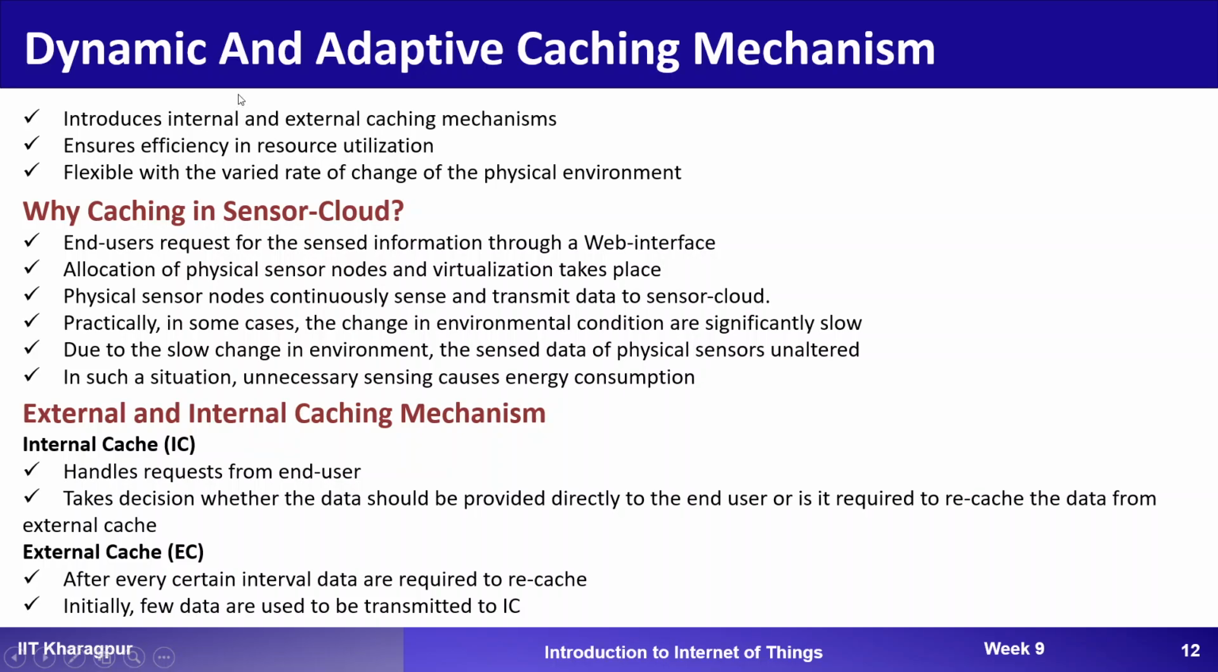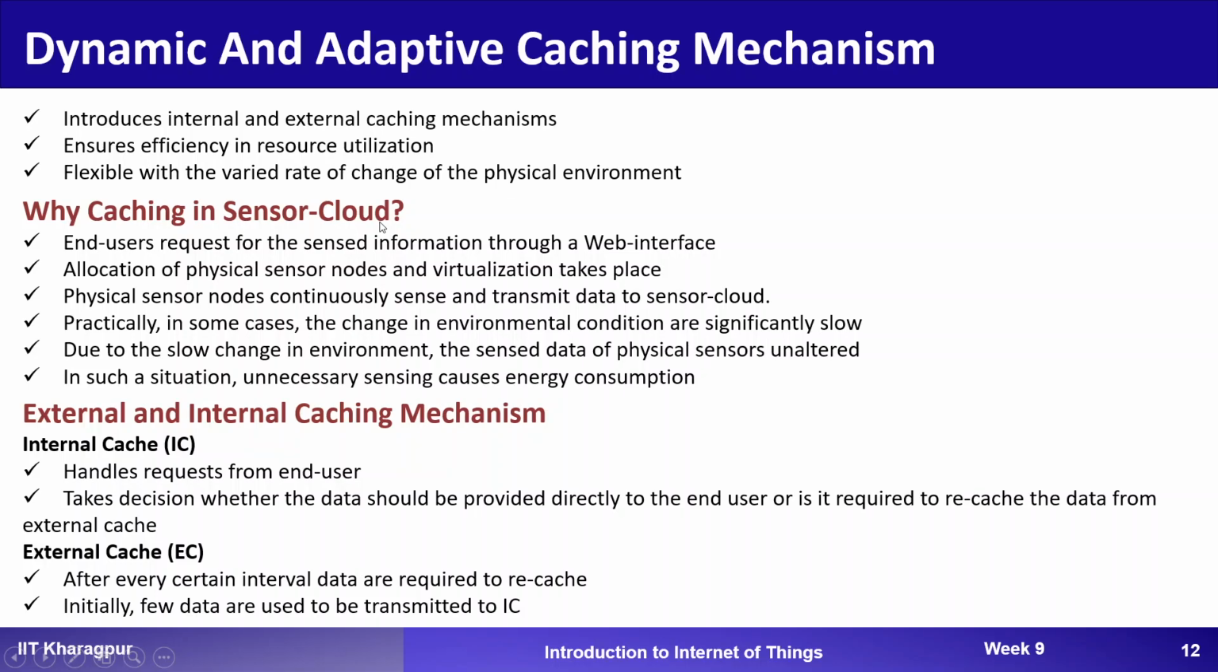Now the next topic is the dynamic and adaptive caching mechanism, that is, how you are going to cache your data near your end devices. The first question is why we need to cache the data of sensor nodes. This dynamic and adaptive caching mechanism introduces internal and external caching mechanisms which ensure efficiency in resource utilization. It is also flexible with varied rates of change of the physical environment. Now, why caching in sensor cloud? Why is there a need to cache data in sensor cloud?